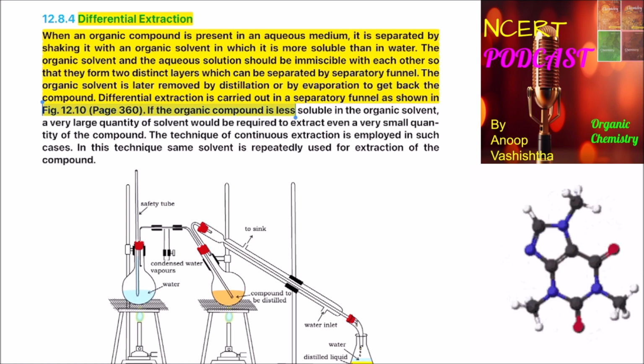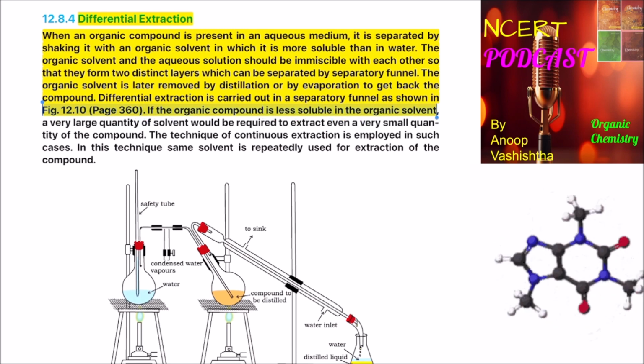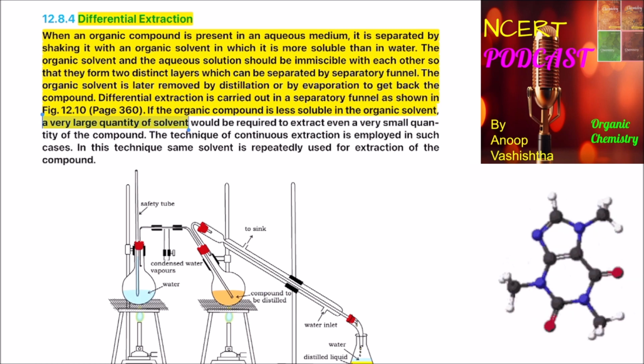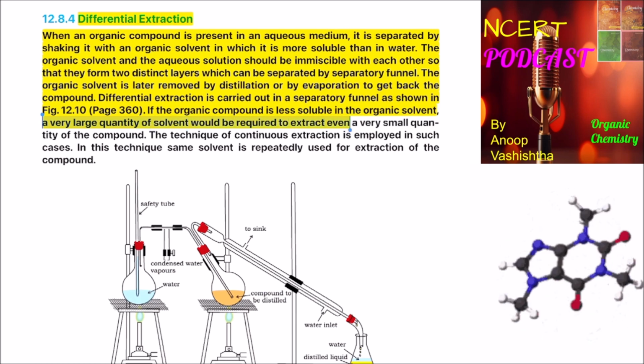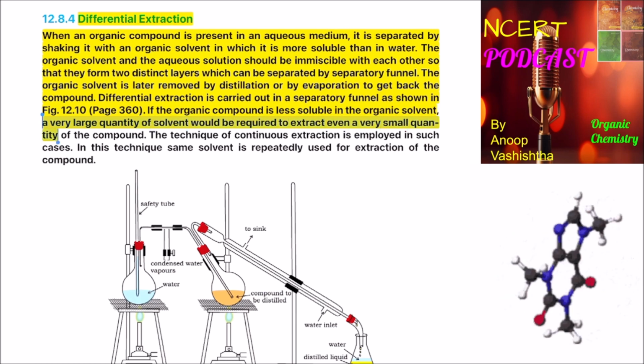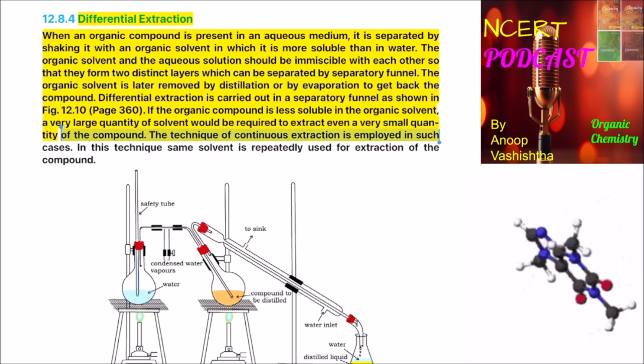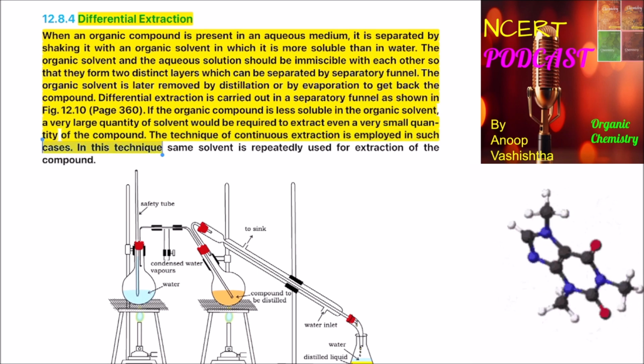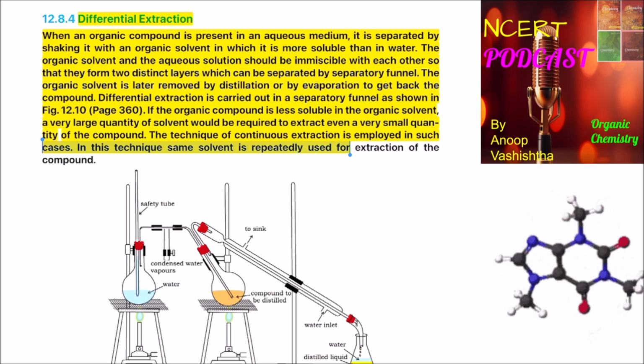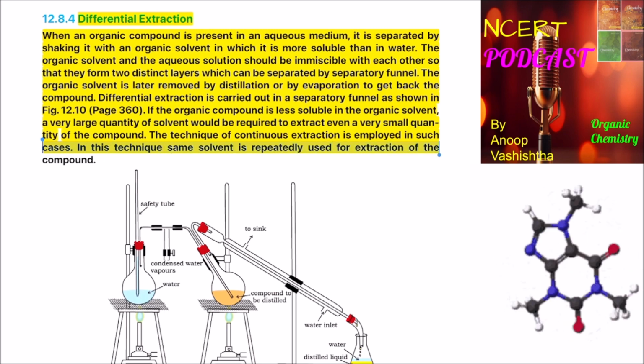If the organic compound is less soluble in the organic solvent, a very large quantity of solvent would be required to extract even a very small quantity of the compound. The technique of continuous extraction is employed in such cases. In this technique, same solvent is repeatedly used for extraction of the compound.